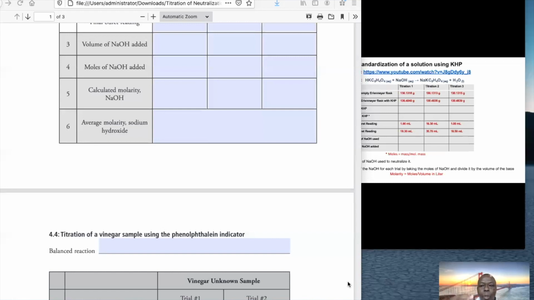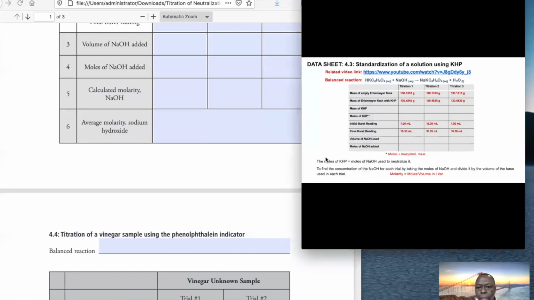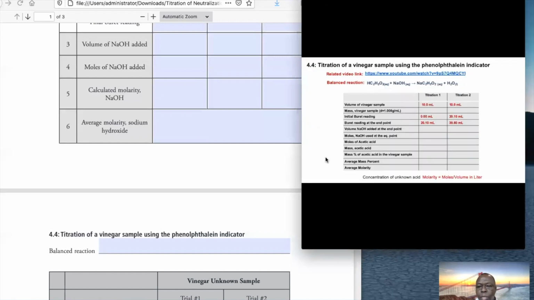NaOH will react with acetic acid in vinegar, but it is not the other way around that NaOH will react with vinegar solution. Essentially, what is reacting in vinegar solution is the acetic acid, for which we are now going to use our standardized solution from part A to determine the mass percent of acetic acid. So vinegar solution has the acetic acid.